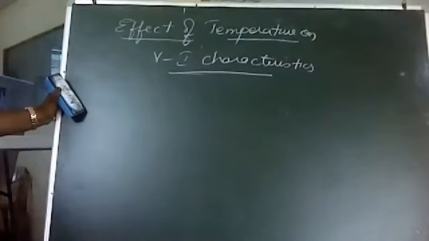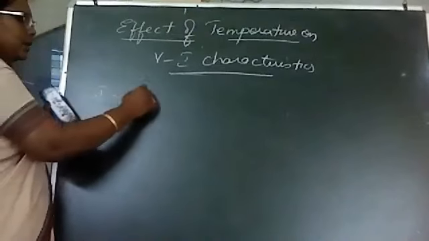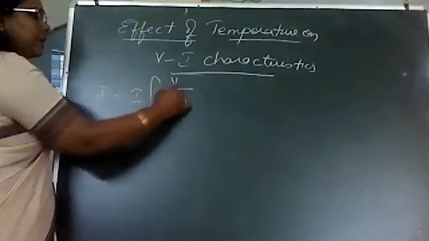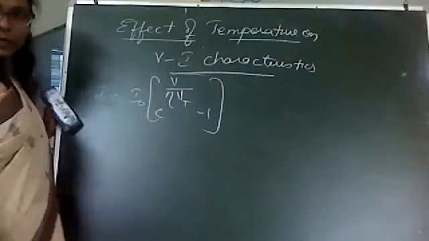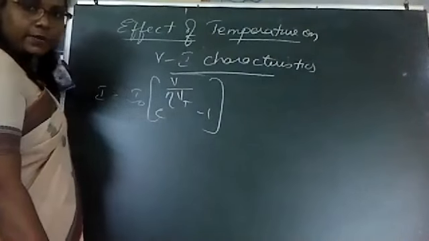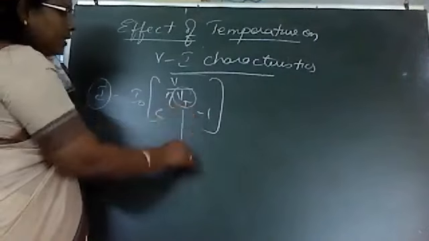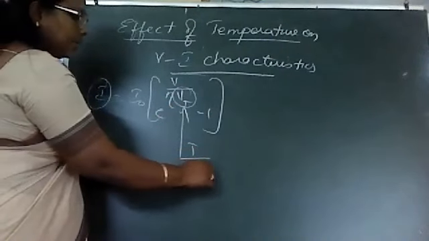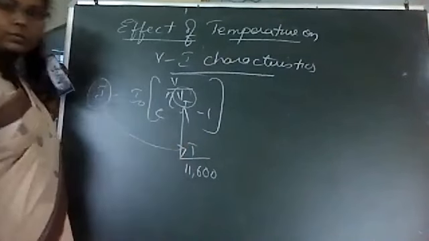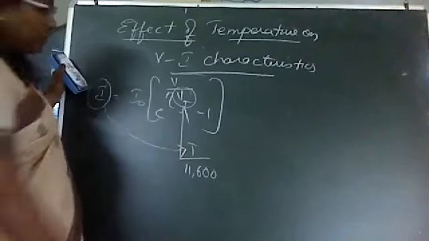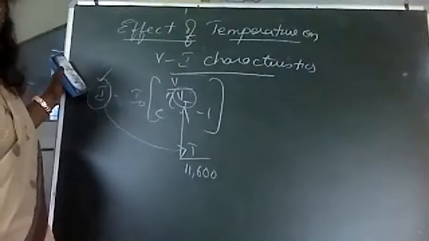From the equation, I is equal to I naught into e power V by eta Vt minus 1. Directly it is not related to temperature, but what makes it have a relation is Vt, because we know that Vt is given by T by 11,600. So somewhere or the other, current is related to temperature. As the temperature changes, you are going to see that current is also changing.